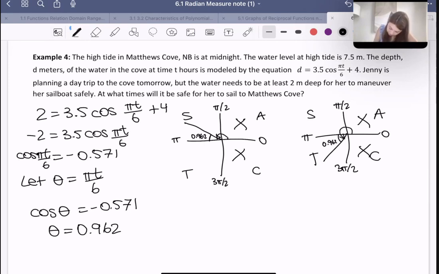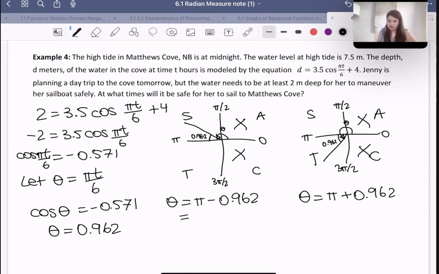And I would like to find the full theta for both. This one's full theta is going to be pi minus 0.962, and this one's full theta is going to be pi plus that extra bit, 0.962. If we punch that in our calculator, over here we get 2.18, and over here we get 4.102. So now we've solved for theta.